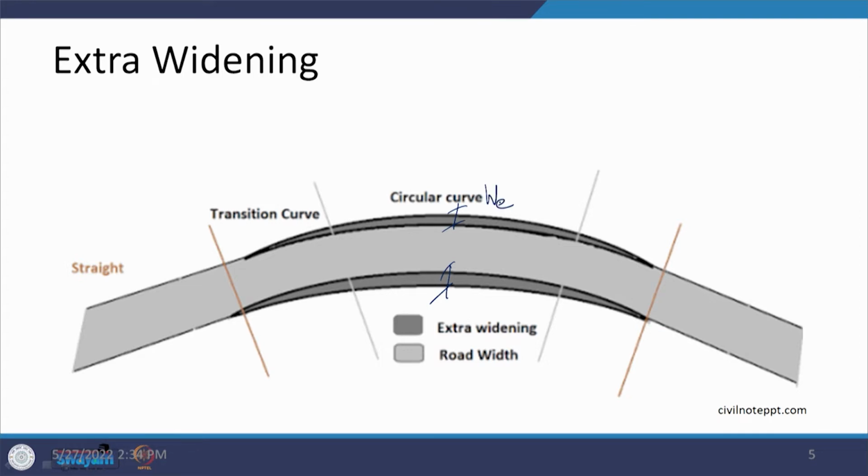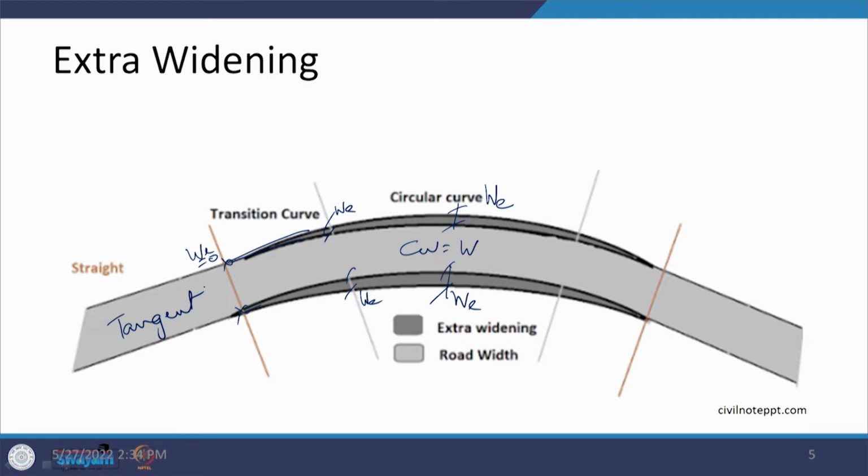If I define the extra widening as WE, whereas the carriageway width is defined as W, then this is what we are going to provide, maybe on one side, maybe on both sides of the carriageway. One thing which is clear from this diagram is that WE starts from this point and increases slowly, therefore WE at this point is 0. We have a straight section, which can also be defined as a tangent section, and on this tangent section we do not have a requirement of providing extra widening.